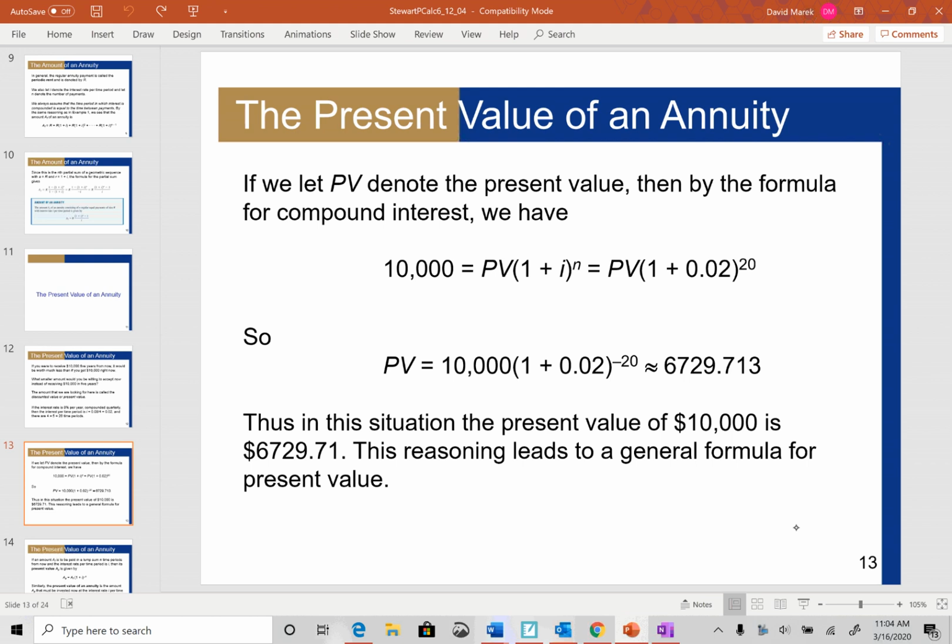So again, if you're told what the future value is, or the final amount, you're looking for the present value. Hopefully not too surprising. We're expecting a number less than.